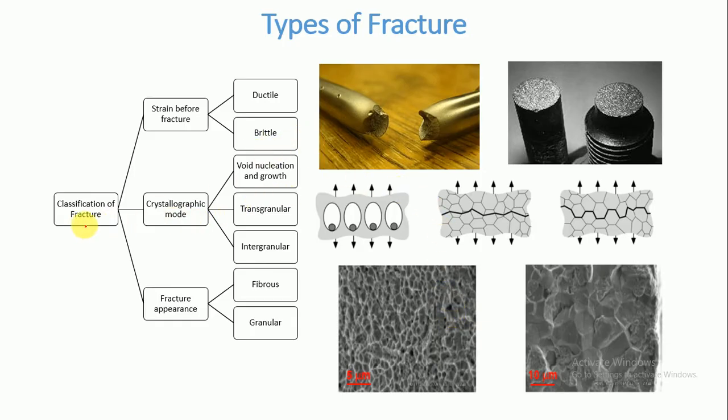Now, we can classify fracture in three ways: strain before fracture, crystallographic mode, and fracture appearance. Basically, fractures are two types: ductile and brittle. In terms of crystallographic mode, ductile fracture is related to void nucleation and growth, and brittle fracture is transgranular, where the crack propagates through the grain, and in some cases the crack propagates along the grain boundary. As ductile fracture is related to void nucleation and growth, the fracture surface looks fibrous, and the brittle fracture surface looks granular.